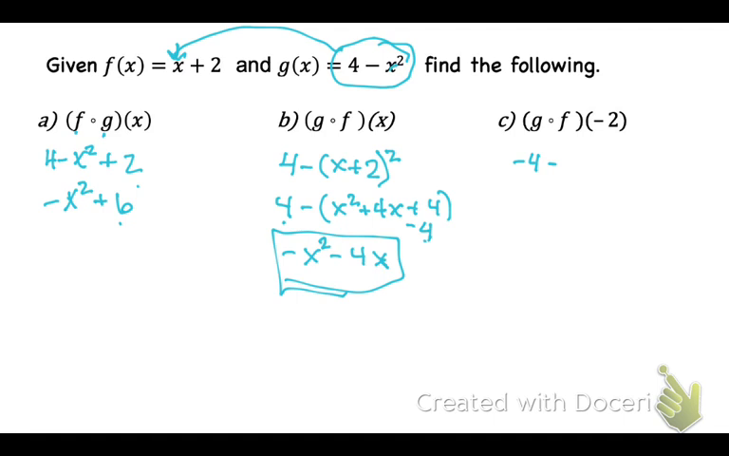So I'm going to plug it in here. -2 squared is +2, and then you have a negative, correct? And then -4 times -2 is 8. So I get 4. Now what you were asking is if I plug it into F first. Yes, I can. If I plug it into F first, I get -2 plus 2, which is 0. And then I plug that into G, so I get 4 minus 0, which is 4. Did I get the same answer both ways?